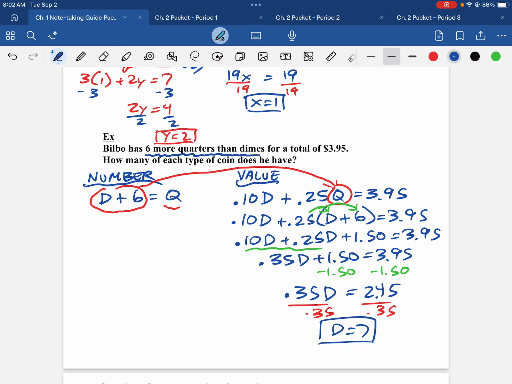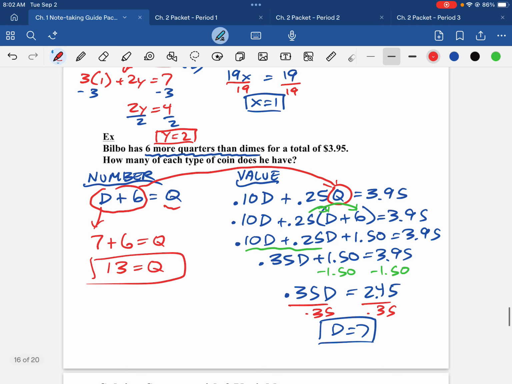We still need the number of quarters, but now we can go back and get that pretty quickly. I'm definitely going to use this equation instead of the other one. And we've got 13 quarters then. So 13 quarters, 7 dimes.